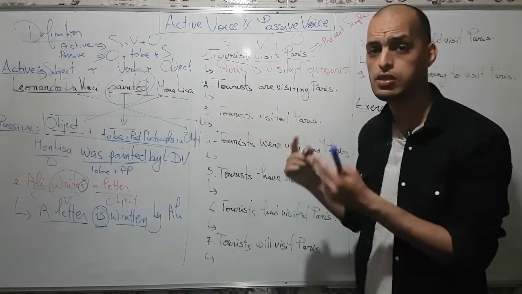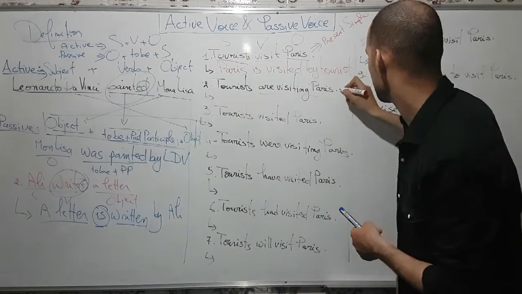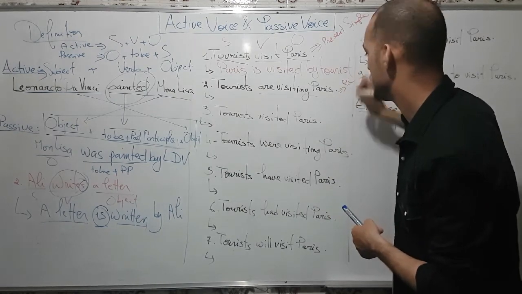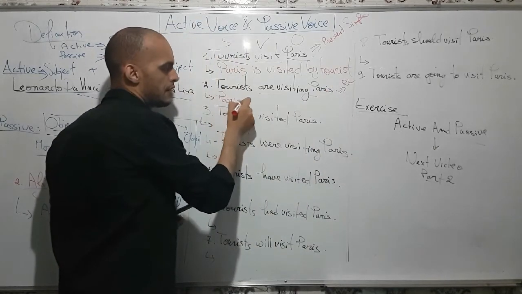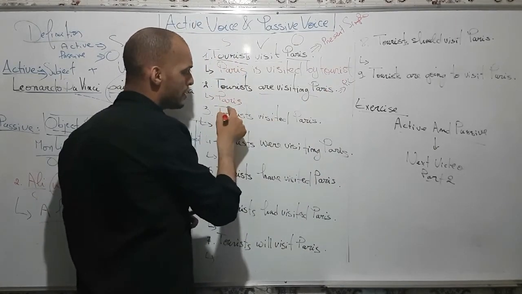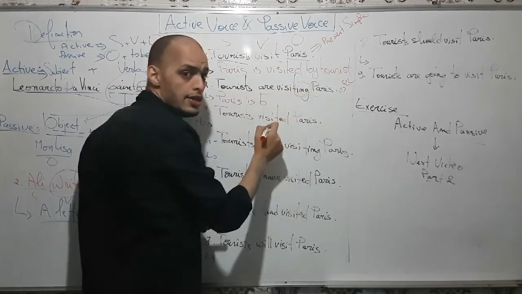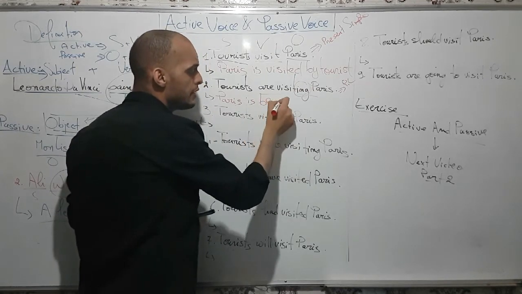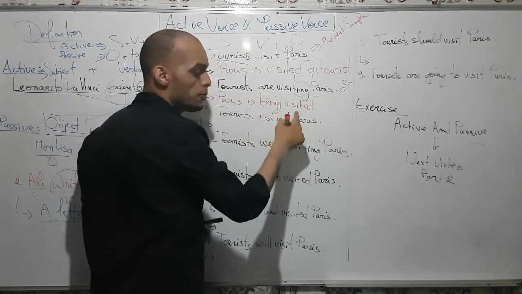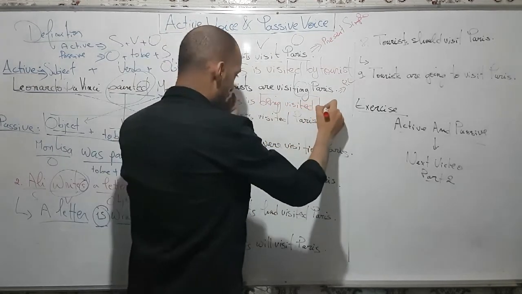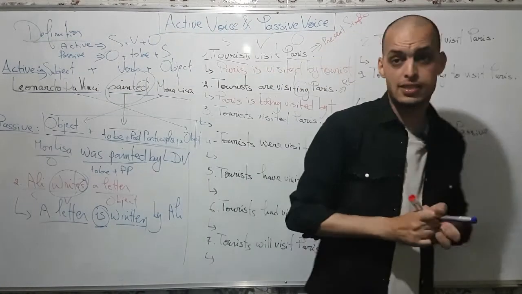Tourists are visiting. Where is the verb? Verb is are visiting. Visiting is a present continuous, so this is a present continuous. So Paris object. We say Paris is, because Paris is singular. We take the ing and we add the be: being visited. So verb to be plus past participle by tourists. Okay, by tourists.